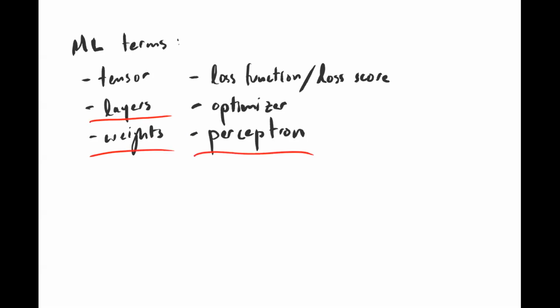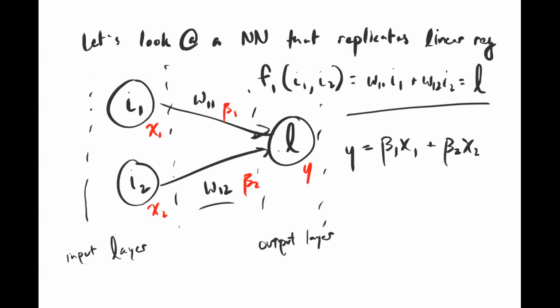So a perceptron is actually just a node in the model. So each of the circles represents a node. I think generally we refer to intermediate nodes between the input layer and the output layer as perceptrons, but I think technically any of the nodes can be considered a perceptron.